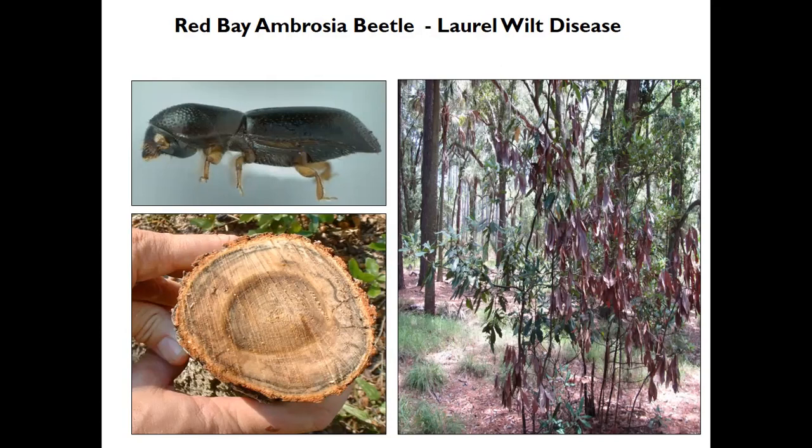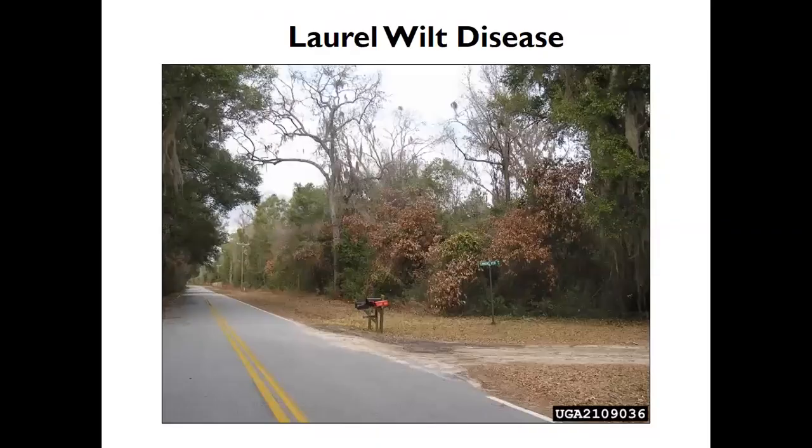It blocks the movement of water and nutrients in the tree. You can see down in the coastal areas, all these big red bay trees are dying. I know I've seen it down there along Tybee Island, on Wilmington Island, Skidaway Island. Jekyll and St. Simons have got a real problem with that.